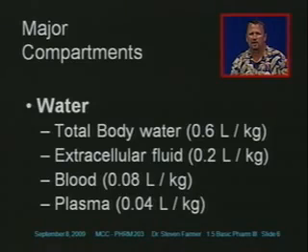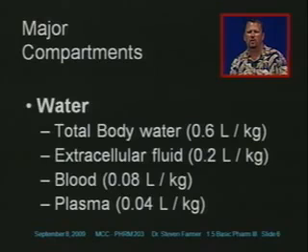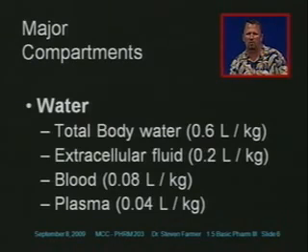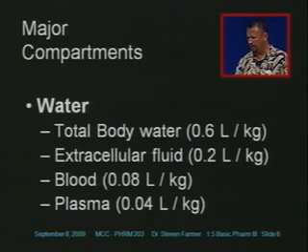The total body water is about 0.6 liters per kilogram of body weight. The extracellular fluid, that's outside of the cells, is about 0.2 liters per kilogram. Blood contains about 0.08 liters per kilogram, and plasma 0.04 liters per kilogram. Those are all per kilogram of body weight. And so I just put those in there just so I'd have a big PowerPoint slide full of numbers and so I could get people looking at me wondering what it was that I was talking about.